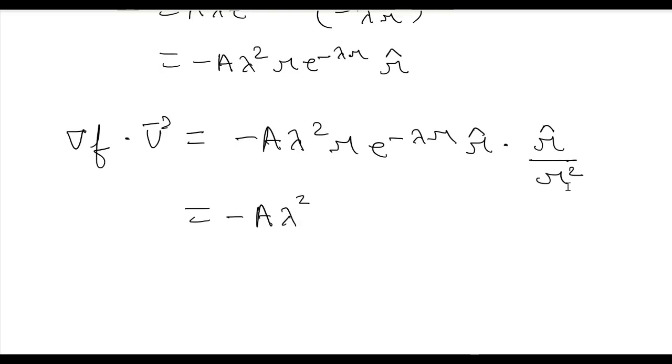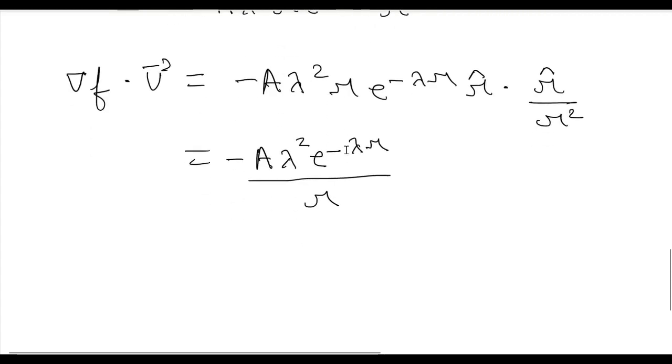e to the power minus lambda r divided by r, because the dot just gives us 1. I mean, r hat dot r hat is 1, and then we have r in the numerator and r square in the denominator, so that cancels out, and we have an r in the denominator now, and this simplifies to this expression.